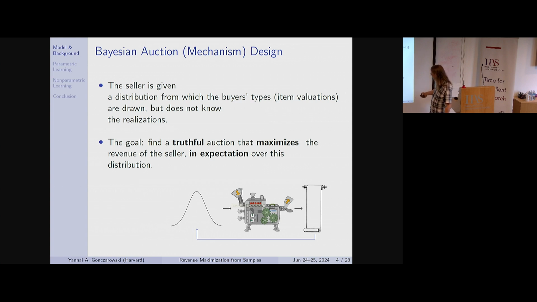So if you imagine the seller as an algorithm, the picture is there's this distribution, you feed it into the algorithm, you get the rules of an auction, and it should perform well over this distribution.